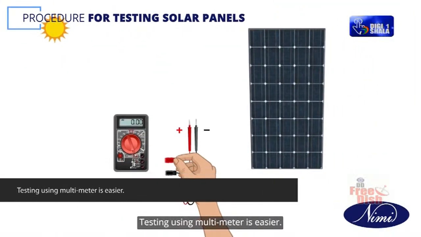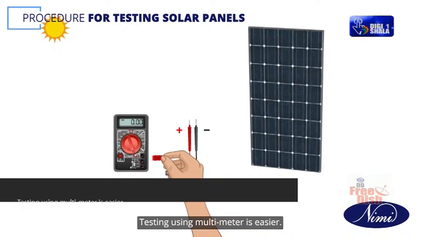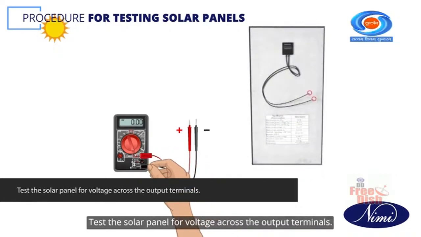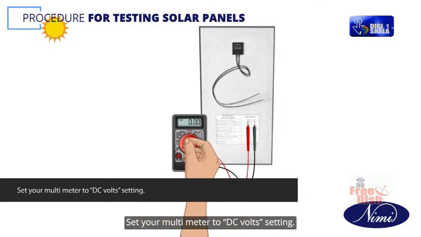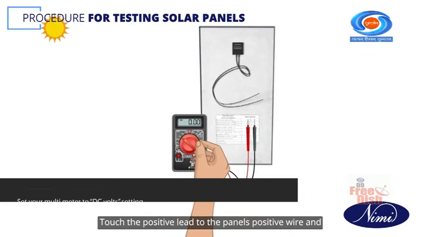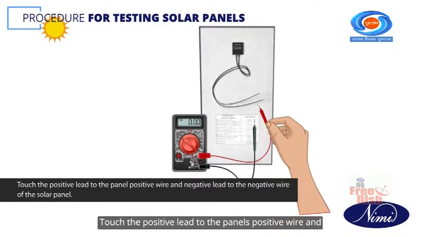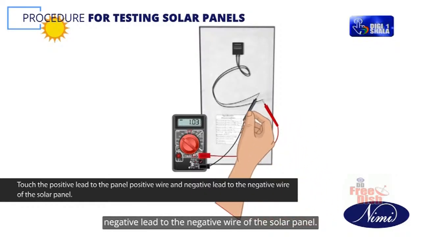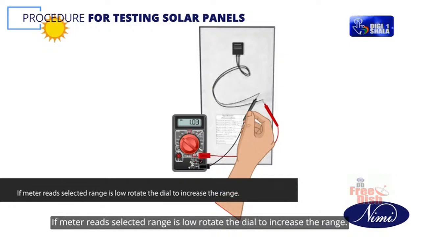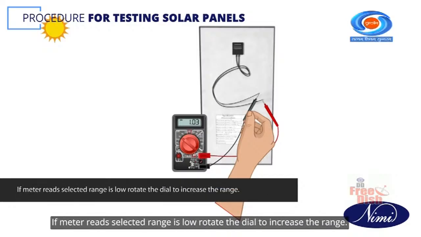Testing using a multimeter is easier. Test the solar panel for voltage across the output terminals. For this, first keep the solar panel in sunlight. Set your multimeter to DC volts setting. Touch the positive lead to the panel's positive wire and negative lead to the negative wire of the solar panel. If the meter reads that the selected range is low, rotate the dial to increase the range.